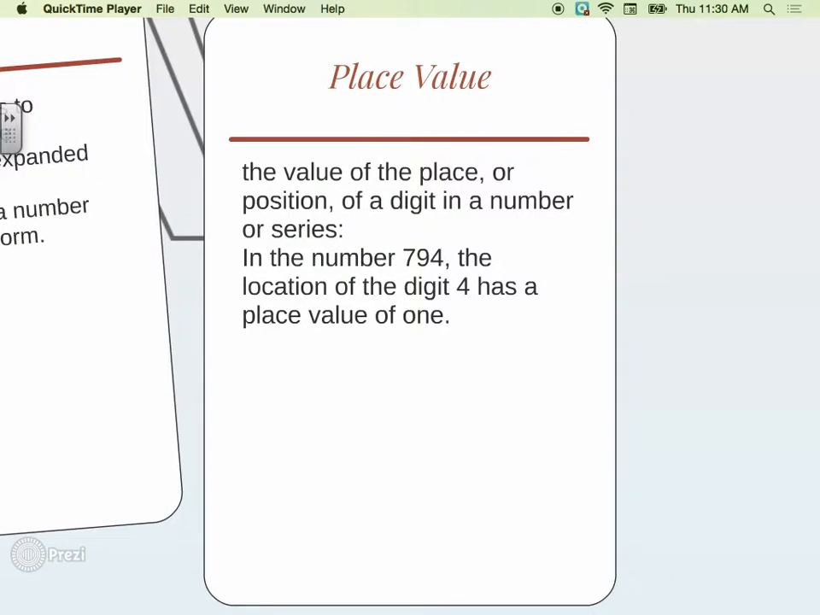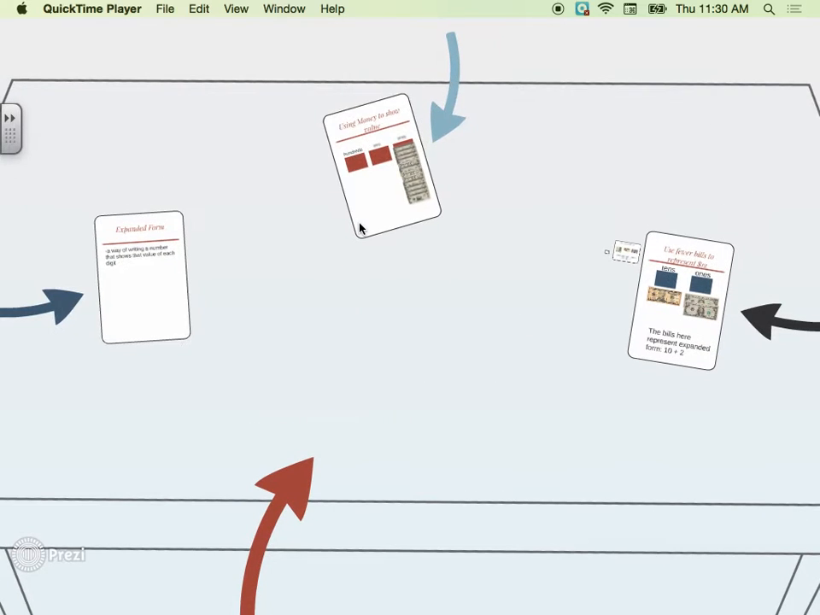Alright, so your first definition that you need to write down is place value. Place value is the value of the place or the position of the digit in a number or series. In the number 794, the location of the digit 4 has a place value of 1. The 9 would be the tens place and the 7 would be the hundreds place. But for the definition, you just need to write down the value of the place or the position of the digit in a number or series.